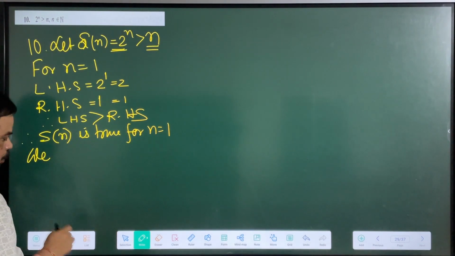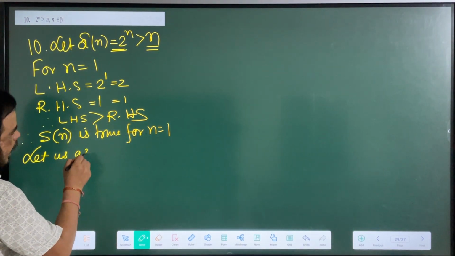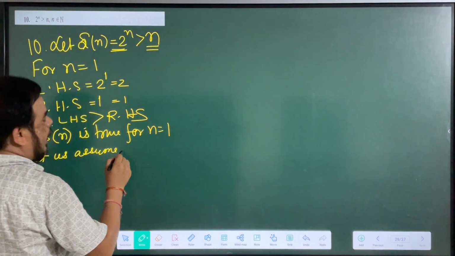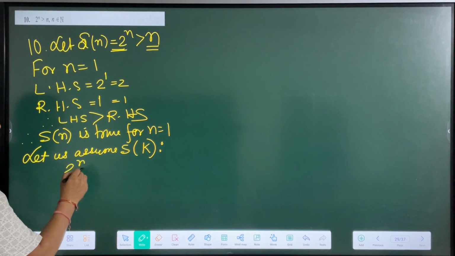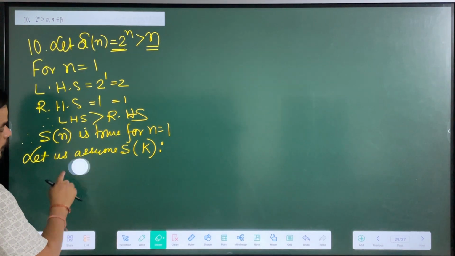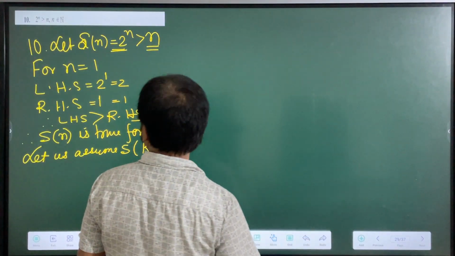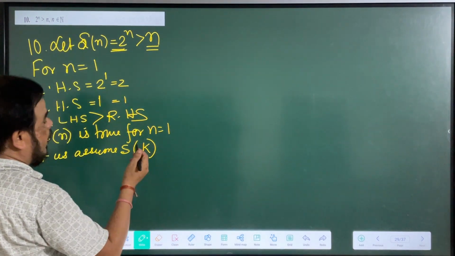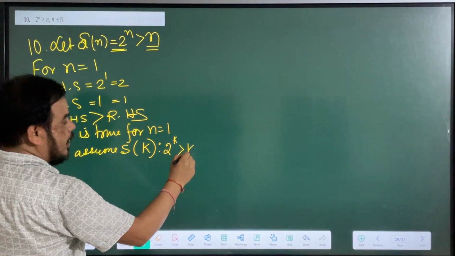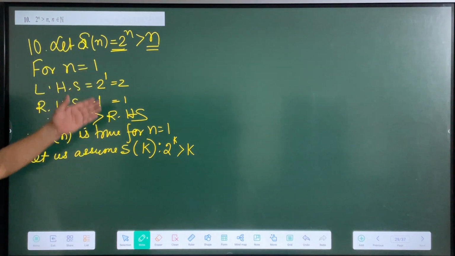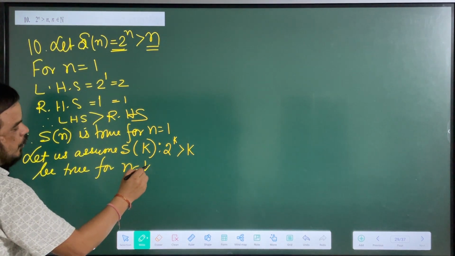Now let us assume Sk: 2 to the power k. Here only you can write, here only we can write, 2 to the power k is greater than k. This one we can write like this only. Be true for n equals k.